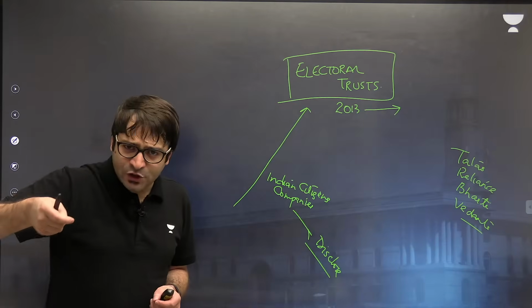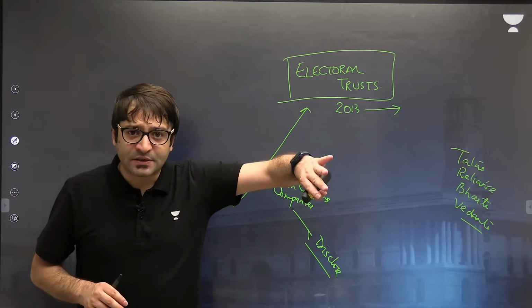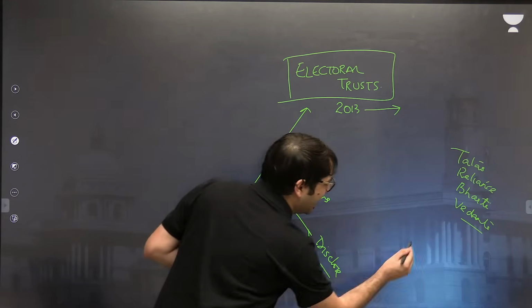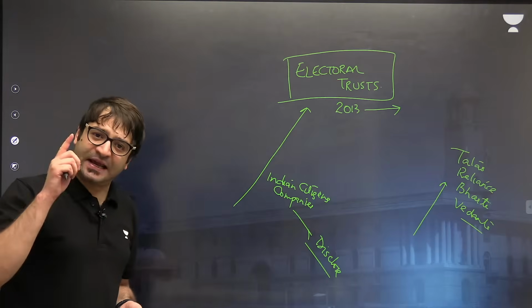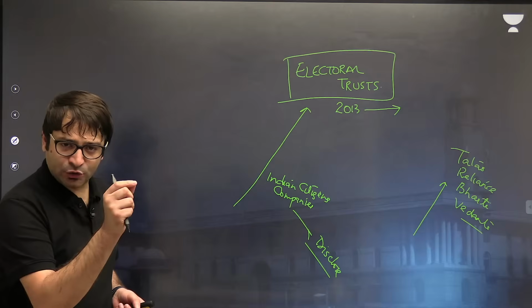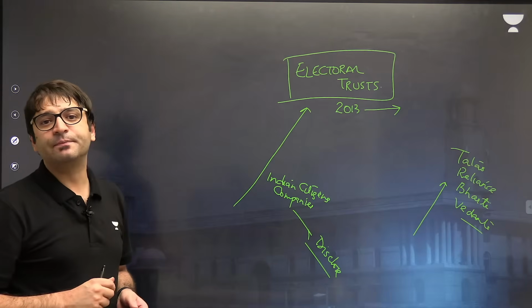So if there are individuals, if there are other companies who want to donate money to political parties, they may donate via these electoral trusts, but they have to mention in their profit and loss statement that we are donating money to these political parties.